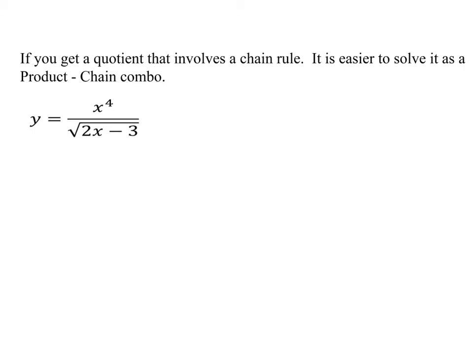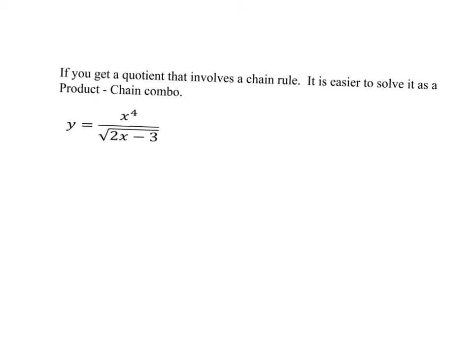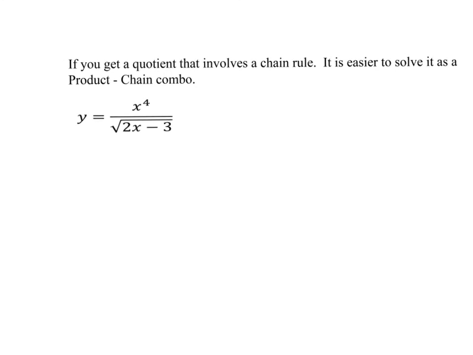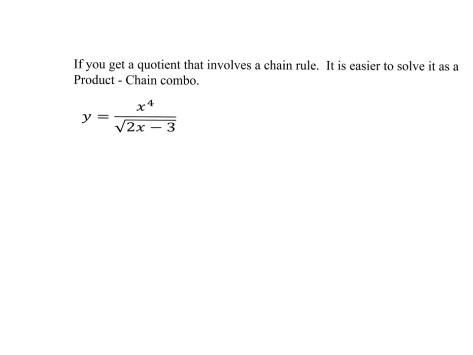Okay, if you get a question that looks like a quotient rule instead of a product rule, we don't want to mix chain rule with quotient rule. It works, but it tends to be a little messy, tends to be quite a bit tougher to simplify. So my advice for these is to change them first to a product rule. So for this first question, let's rewrite it as x to the 4th times 2x minus 3 to the negative a half. Just like we did with chain rules before, we can still do the same thing here.